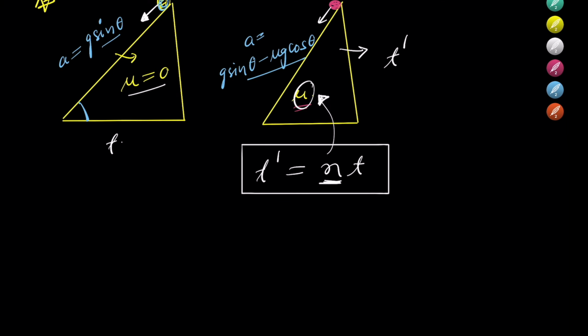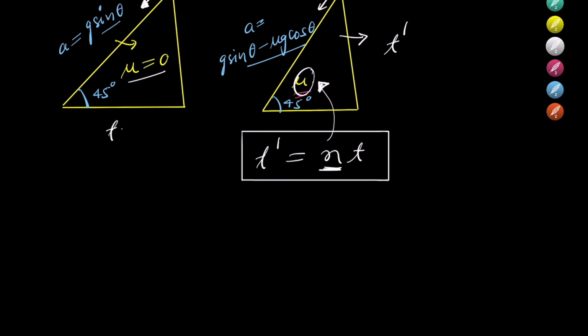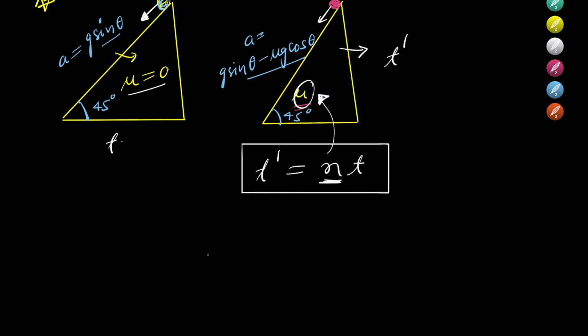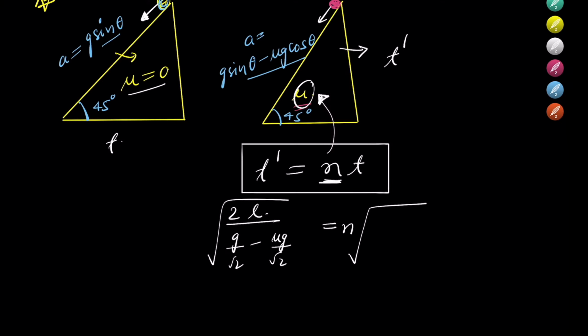Theta is also given, let's say 45 degrees. Now t dash: how much time will it take? Root 2 L is the length it is falling, with acceleration g sin theta minus mu g cos theta, that is g by root 2 minus mu g by root 2, equal to n times the time. How much time will it take in this case? 1 upon g by root 2.